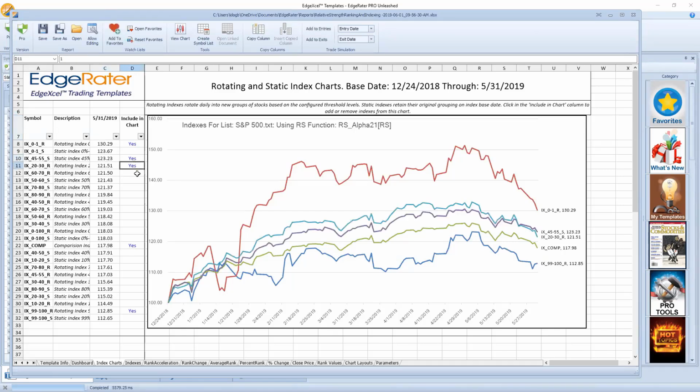And remember, I can just click on the yeses here to put all of these into the chart, so you can see them all together. Once you have more on the chart, it gets a bit too cluttered, and it's actually hard to see the line that you're looking at. So you might want to remove some. You can always see the actual value just by looking at the column C over here and see what the actual index value is.